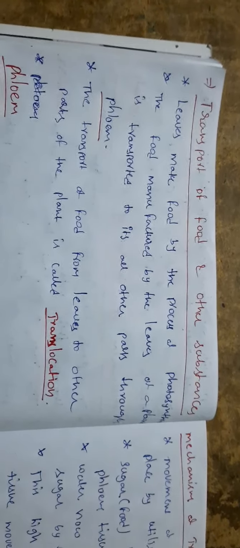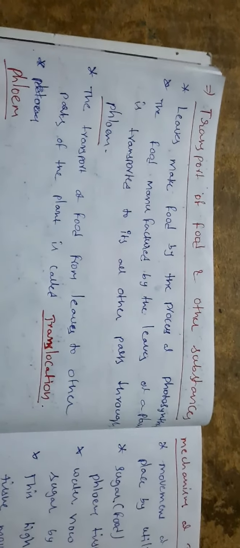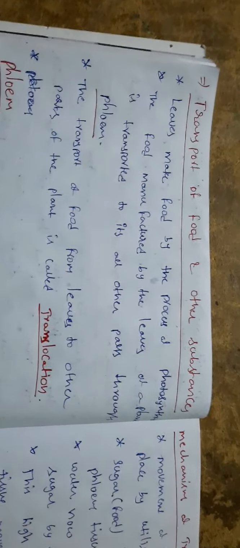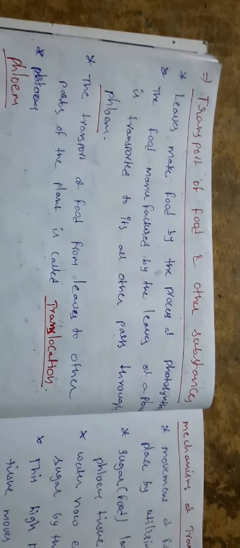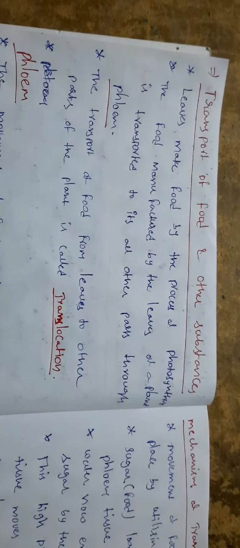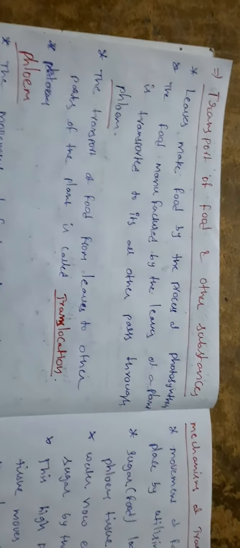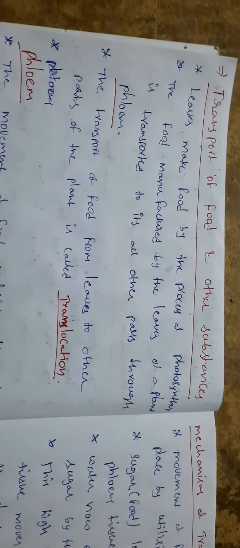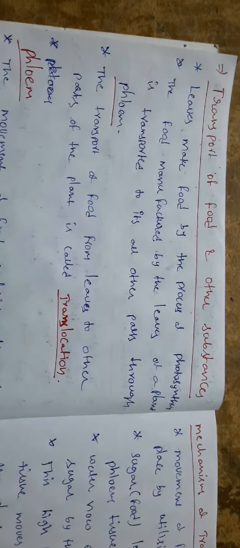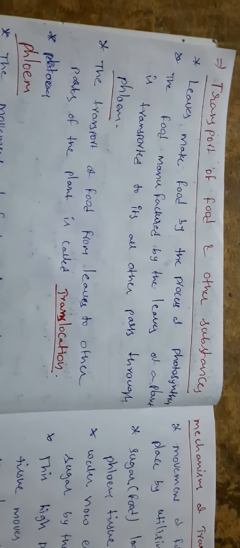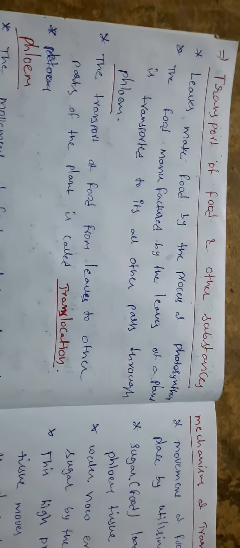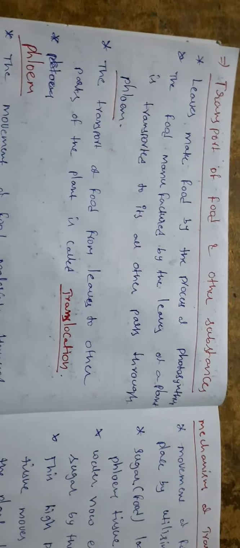Transport of food and other substances, which we also call hormones. So how does the transport of food and other substances like hormones happen? Leaves make food by the process of photosynthesis. The food manufactured by the leaves of a plant is transported to all other parts through the phloem. Yes or no? With the help of the phloem only, the food is transported all over the plant.